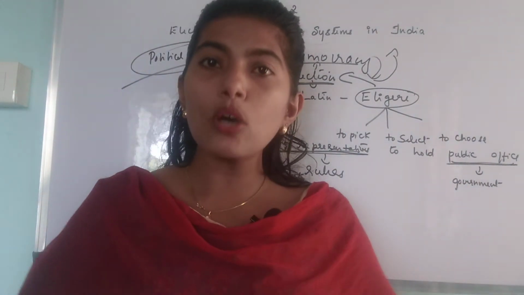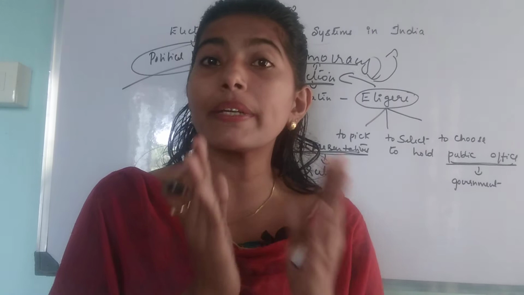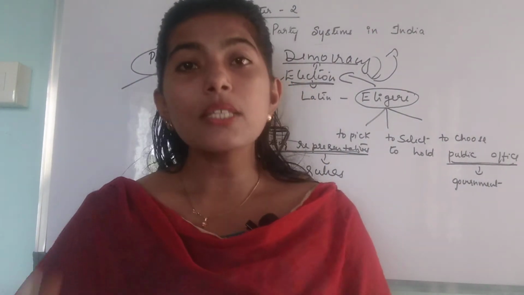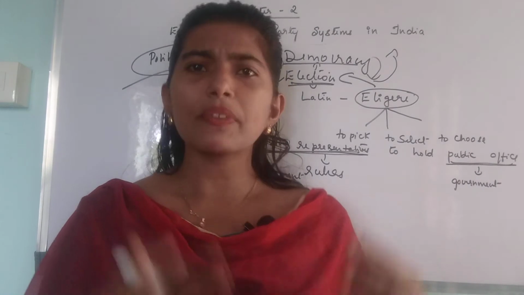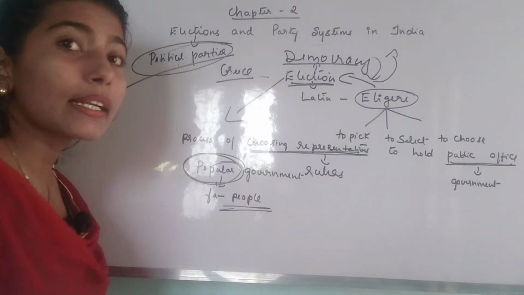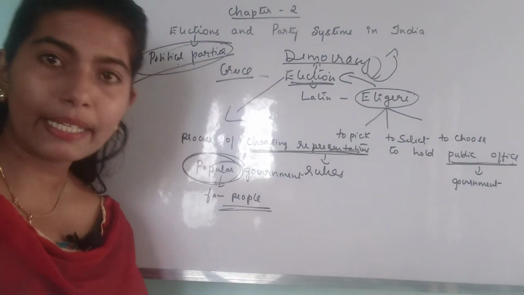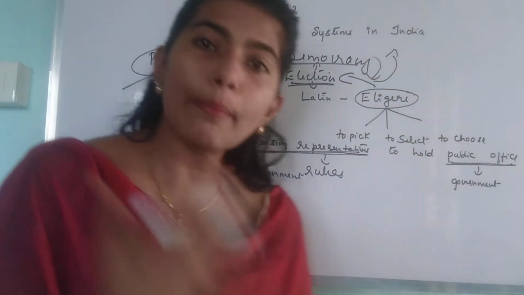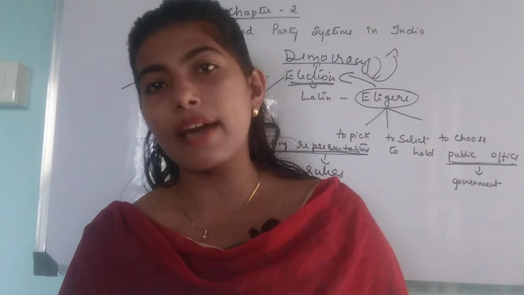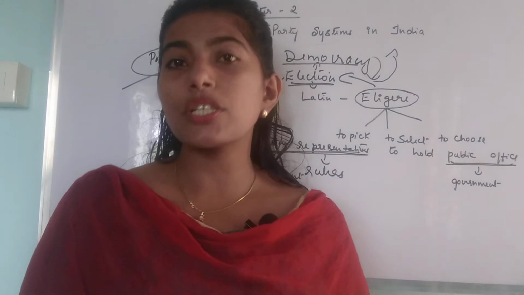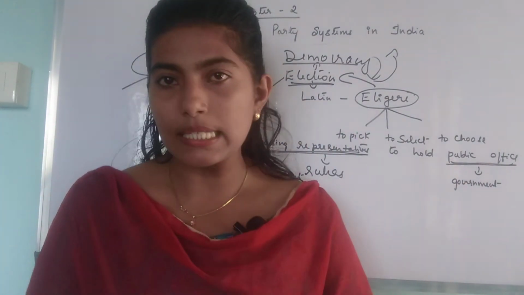When there are two or more political parties, only then does competition begin and is it possible to conduct the election, right? Otherwise it will be unanimous. So here we say political parties are the basic requirement. It is the basic necessity of democracy, and political parties are also the basic necessity of election and the democratic system.